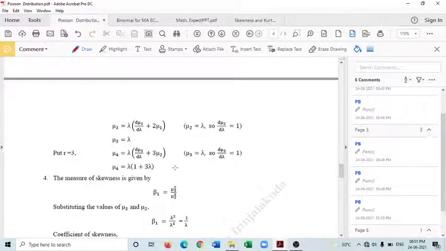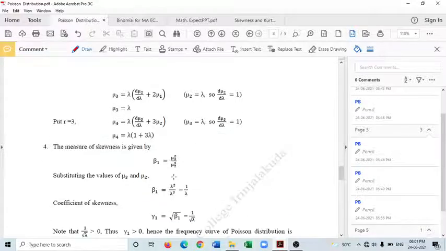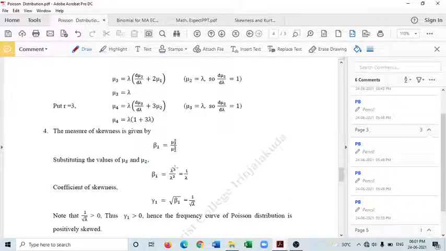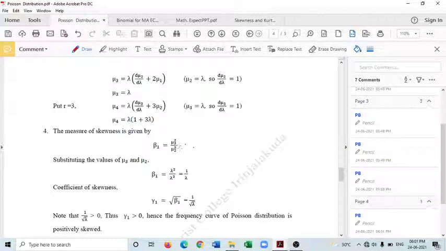So now we can make use of all these four central moments for finding the skewness and kurtosis of Poisson distribution. We have the measure of skewness given by beta 1 equals mu 3 square by mu 2 cube. So when we substitute here, it is lambda square by lambda cube. That is, in the place of mu 3 we have lambda and mu 2 also lambda. So lambda square by lambda cube, which is 1 by lambda.